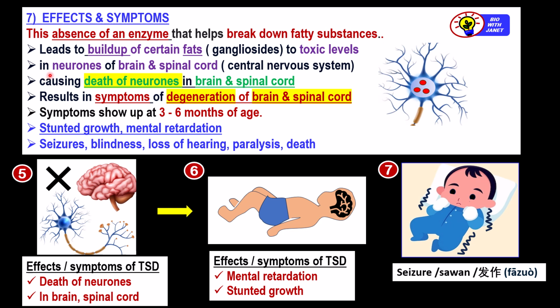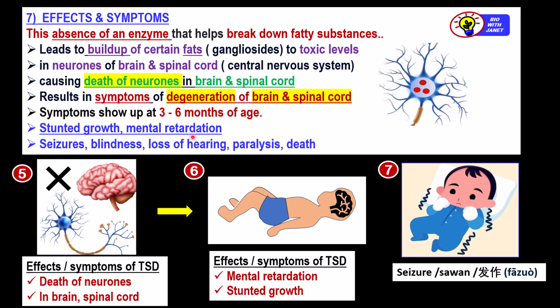So the gangliosides or the fats build up in the neurons of the brain and spinal cord, in the nerve cells of the brain and spinal cord, causing the death of the neurons. So this results in the symptoms of degeneration of the brain and spinal cord, because the neurons have died, so they will slowly become worse, and the brain and spinal cord will not function well. Symptoms start at about 3 to 6 months of age, right after the baby is born.